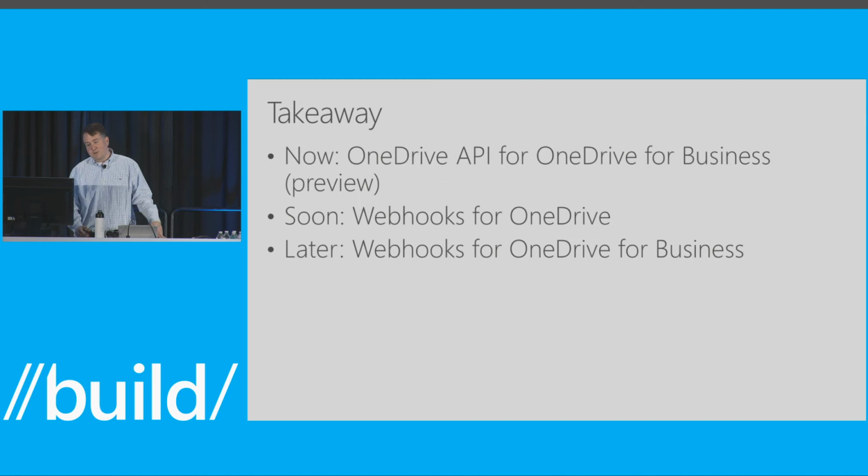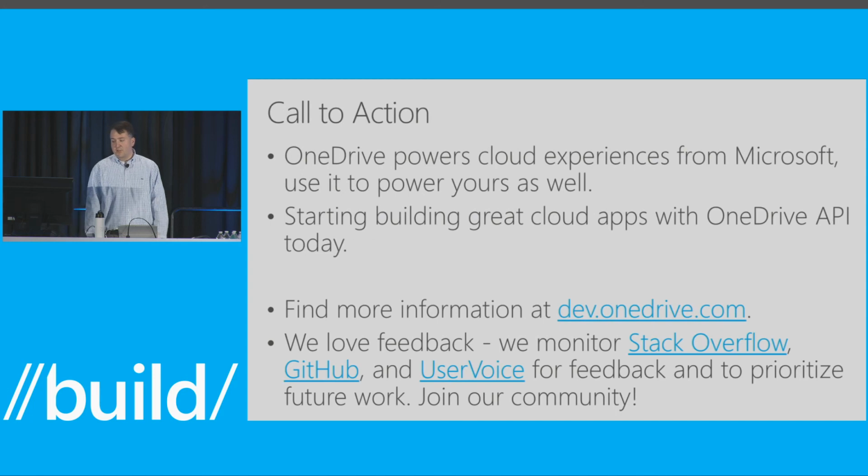So like I said, OneDrive API for OneDrive for Business is now available in preview. Webhooks will be coming soon for OneDrive Personal. Webhooks will be coming later for OneDrive for Business. And the OneDrive API for OneDrive Personal is also available since February. So go out, build great experiences. We use OneDrive and OneDrive for Business to power a bunch of Microsoft experiences. We think that your application should go do that today and start building those apps. And plug into our community.